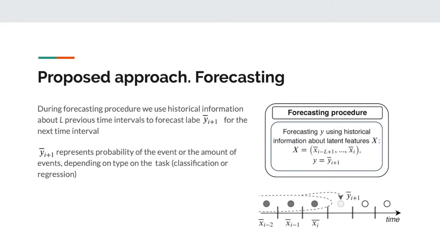So moving on to the forecasting section, the task of forecasting is to estimate the label of the next time interval. For the classification task, this label is the probability of the event, and for the regression task, this label is the amount of events that will happen.